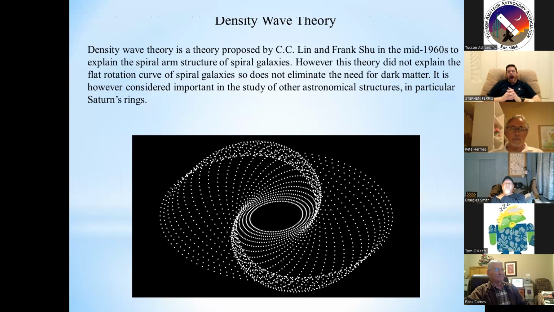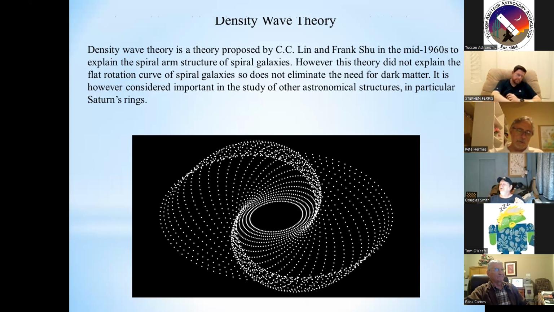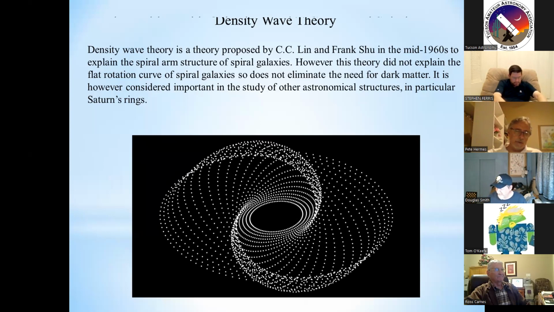Of course, it isn't. Now, it turns out this theory is still used today because it is very valid and works very well at predicting some of the features in planetary rings, like Saturn's rings and Jupiter's rings. A lot of the features that are visible can be explained by density waves within the ring particles. So it is an interesting theory, but again, it was just a way to try to sidestep dark matter.